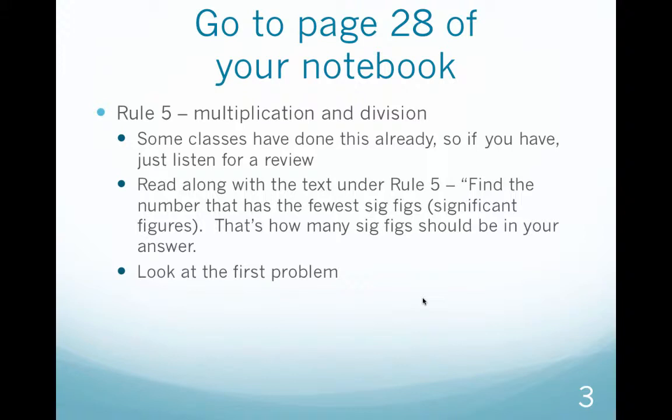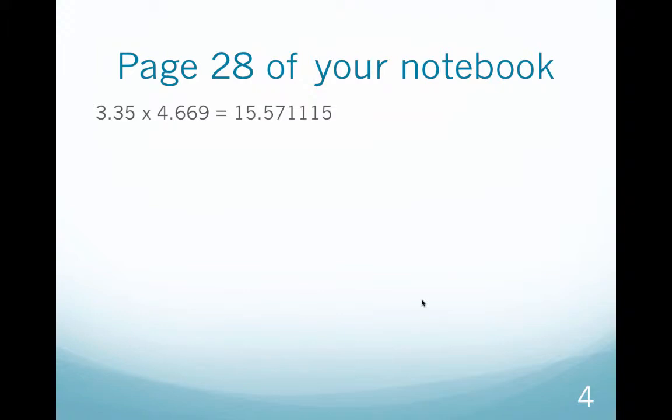All right, so we're going to go ahead and take a look at the first problem there, part A. The problem reads 3.35 times 4.669 is equal to 15.571115. And then there's a little explanation underneath it, because although that is the answer that our calculator gives us, and you don't have to work it out, I promise that's the right answer, that's not the correct answer. If you were to give that to me on a test, you would get a point taken off.